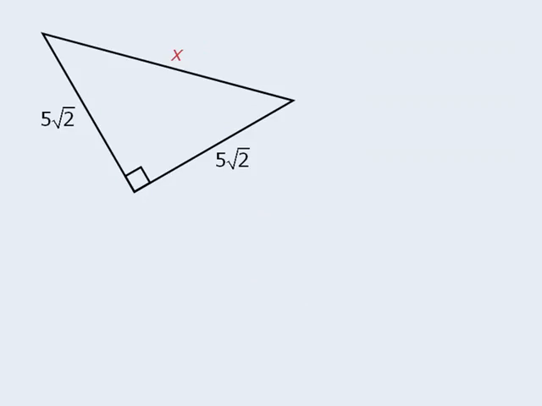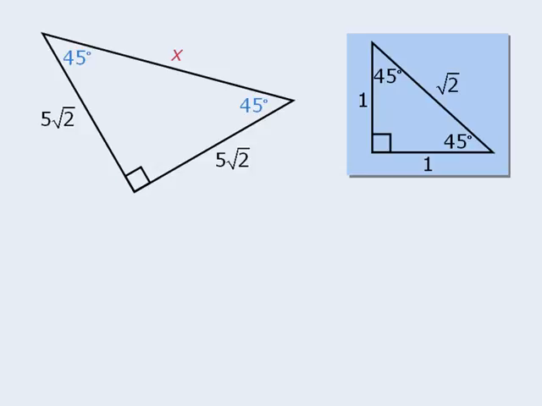Okay, one last example. Here we want to find the length of one missing side. Now since we are given two sides here, we could find the third side using the Pythagorean theorem. However, let's use our knowledge of special triangles instead. Now since we have two equal sides here, we know that this is an isosceles right triangle, which means the two missing angles are both 45 degrees. Since this is a 45-45-90 triangle, we will display the base version of our triangle here.